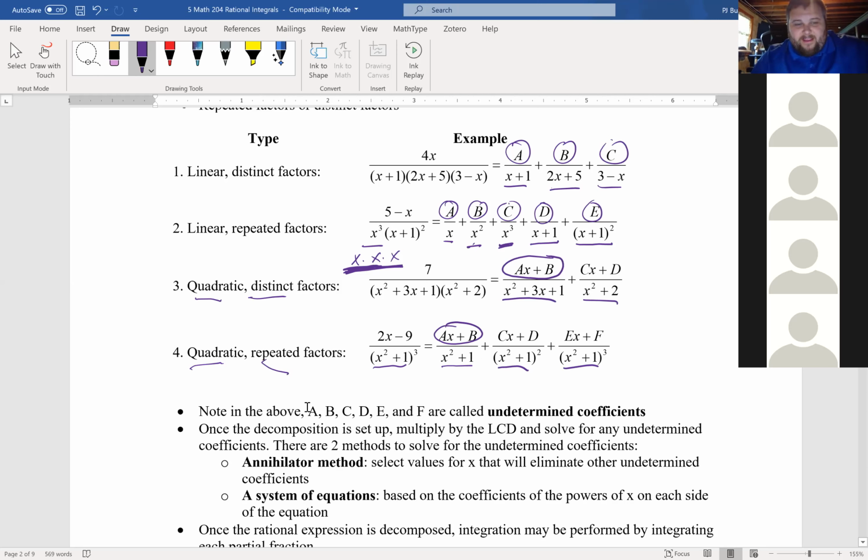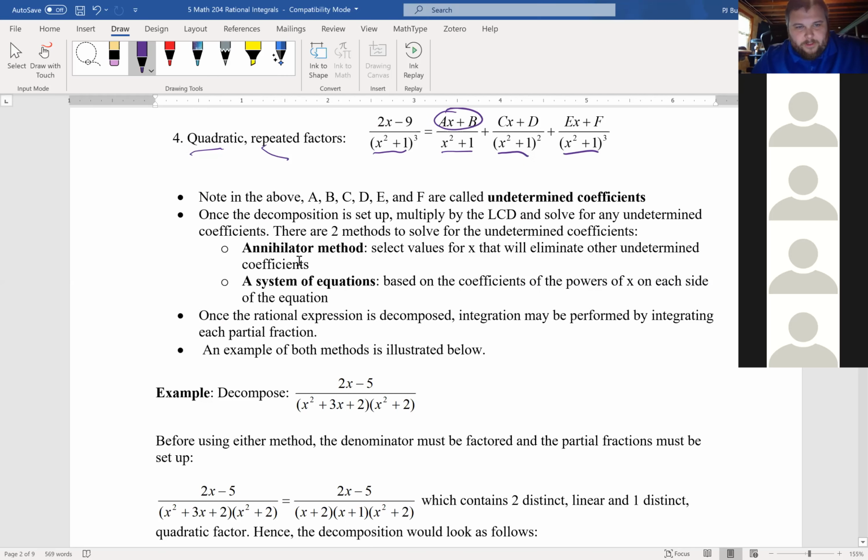So I know that's a lot to take in. Let me go ahead and start trying a problem and see if that makes some sense. There's another thing to note before I get started here. There's 2 main ways to solve for these coefficients, A, B, C, D, and so on. They are called the annihilator method and system of equations. I'm going to do both. You can choose which one you like best.